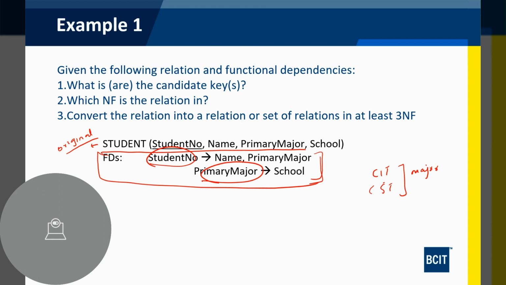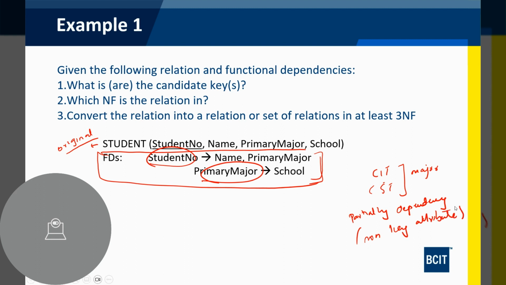Is there a partial dependency, a transitive dependency, or a multi-value? We cannot assume the multi-value because we cannot see the values here. We do not have populated data here, we have only attributes. So it is second normal form. How is it second normal form? Because we have a primary major, which is a non-key attribute, or non-prime attribute, which makes it second normal form.